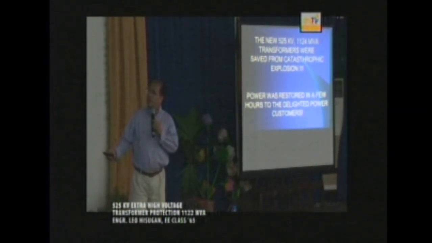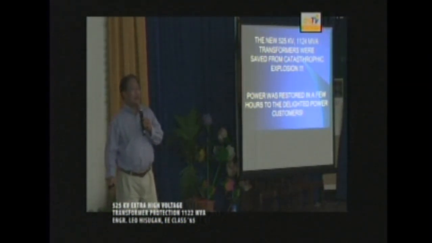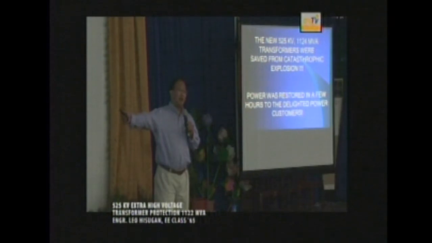So the instantaneous protection is 24,000 amps. And what is the amount of fault current we have? 44,000 amps.